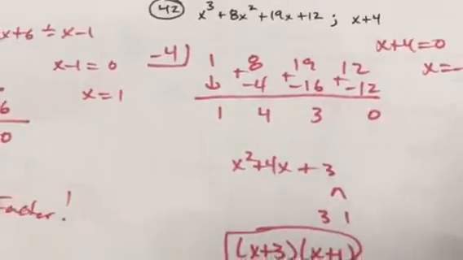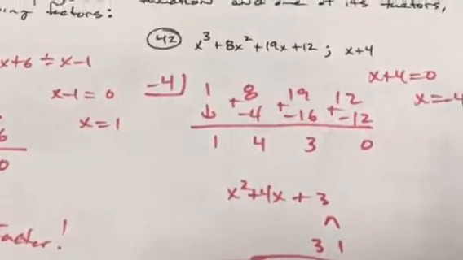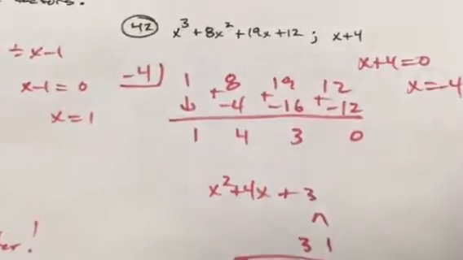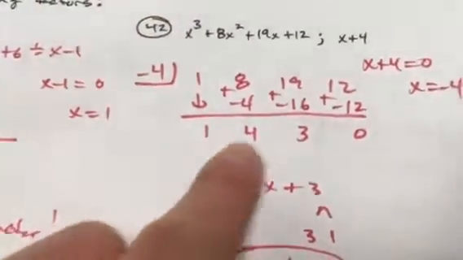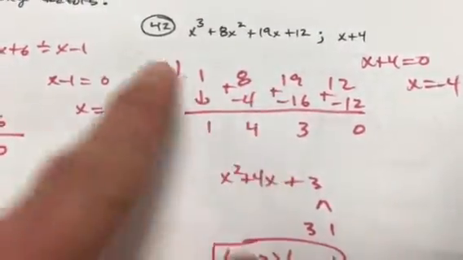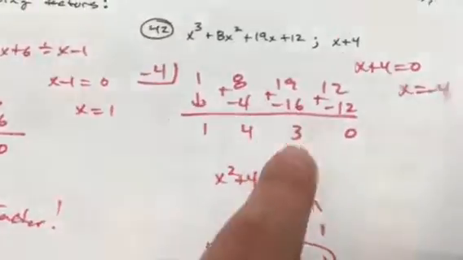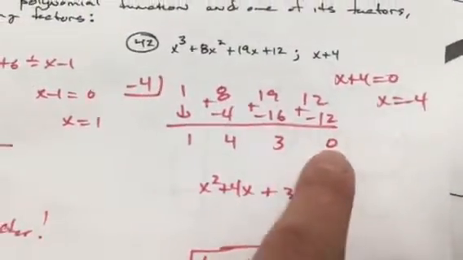42 here, set x plus 4 equal to 0. You get x is negative 4. Negative 4 goes in the cubby. Bring the 1 down for 1x to the third. You got 8x squared, 19x, and 12. You have negative 4 times 1 is a negative 4. Add them up. You get 4. Negative 4 times 4 is negative 16. Add them up. You get 3. Negative 4 times 3 is a negative 12. Add them up. You get 0.